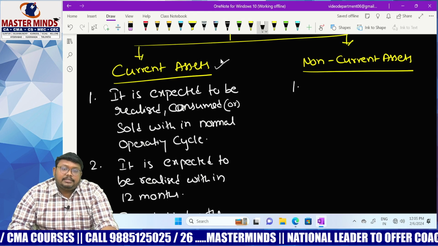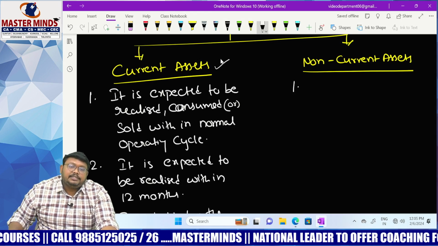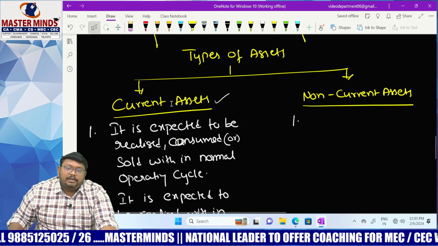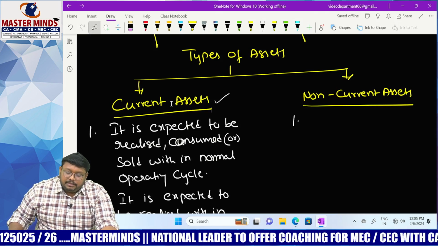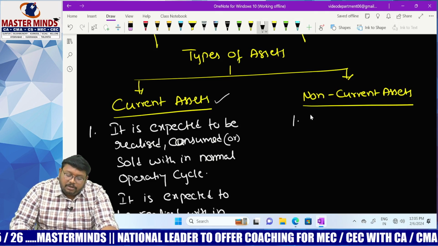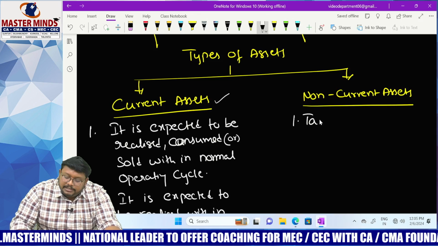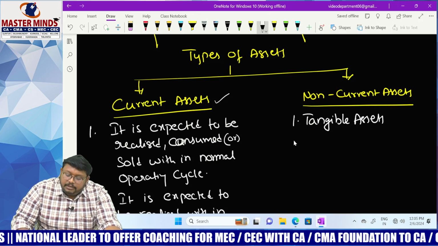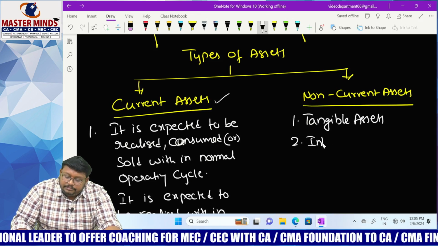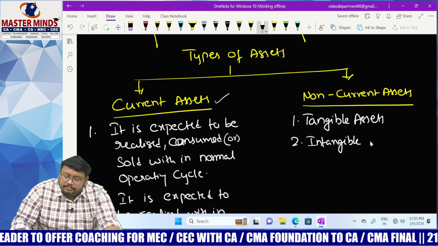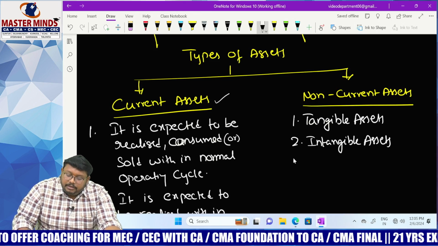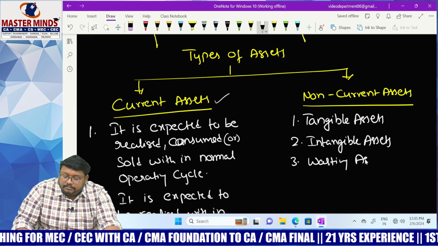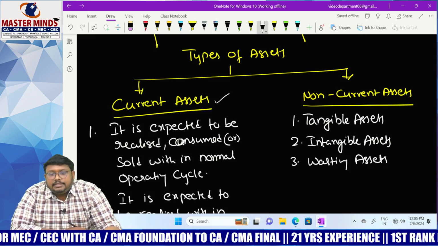How can you define what is not a current asset? Because current assets mean I have to satisfy these 4 conditions. If any of the 4 is not satisfied, then it will be your non-current asset. Clear? So in non-current assets, we have different types. Already you know some of the elements. Tangible assets we have. Intangible assets we have. And the third one we have is wasting assets. What are wasting assets?